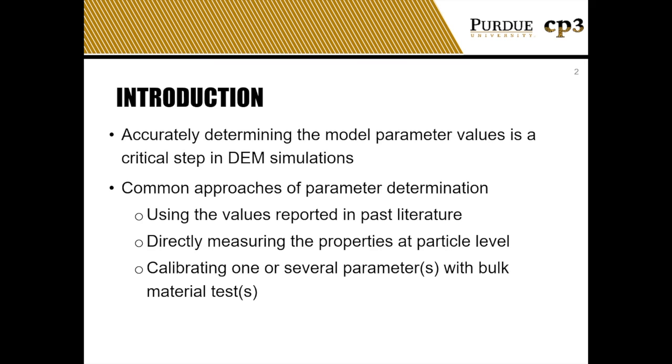One critical step in developing a DEM model is determining model input parameters, such as the material and interaction properties. However, there are no standard procedures for evaluating these parameters, and various approaches have been proposed. The common methods used for parameter determination are using values reported in the literature, directly measuring single particle properties, calibrating one or several parameters with bulk material tests, or a combination of the methods mentioned above.